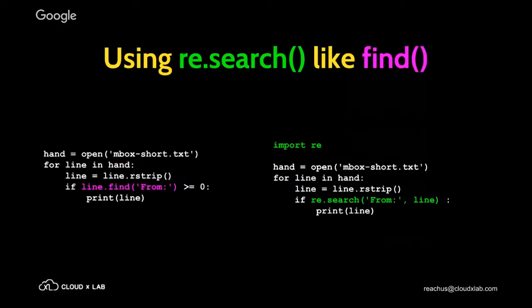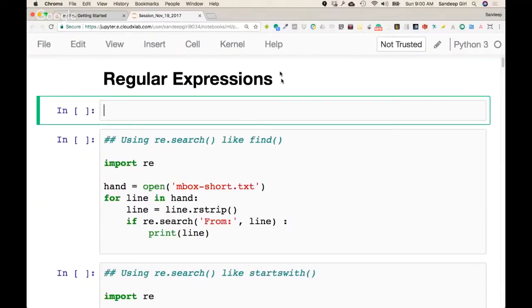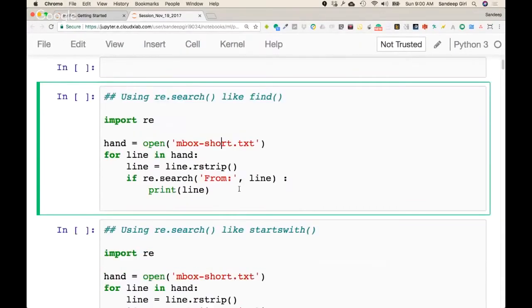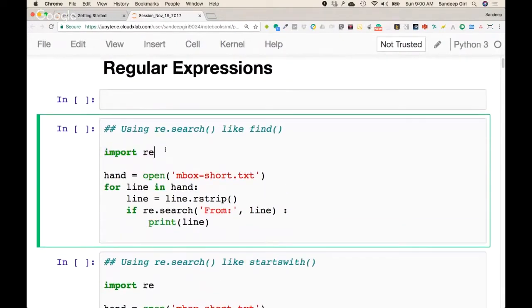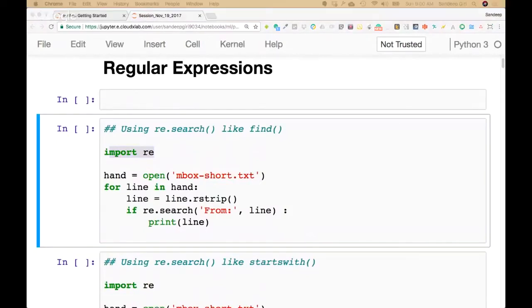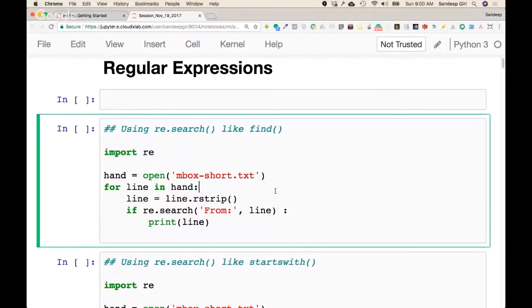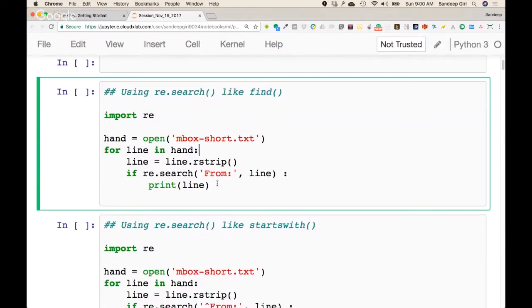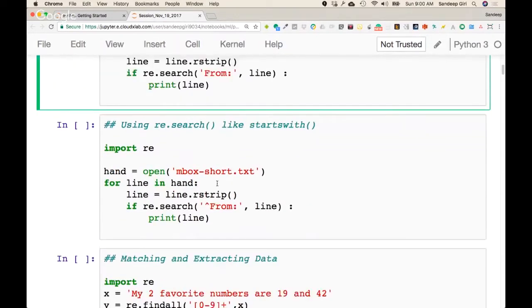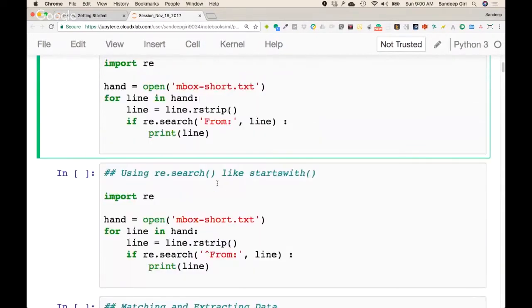Okay, so there is a mailbox. Let's just start here. So first of all, we are importing re. Again, this file is located at this URL. Just open this file and start copy pasting to your Jupyter notebook, and that would be an easier way to handle it.